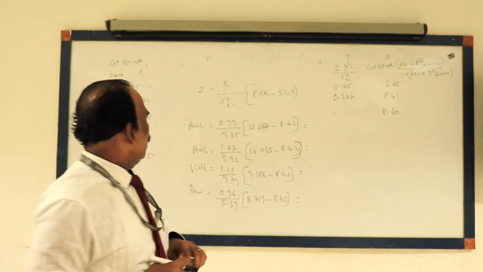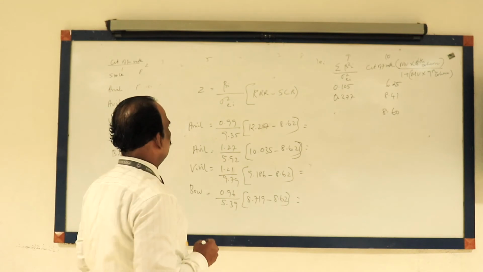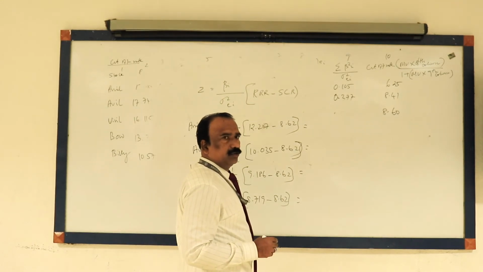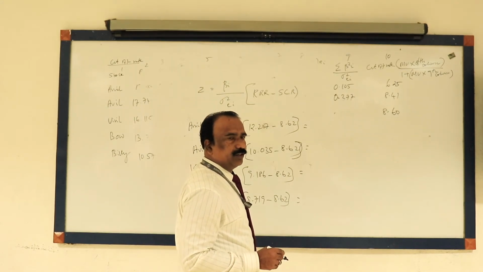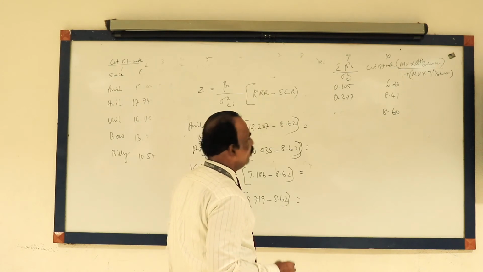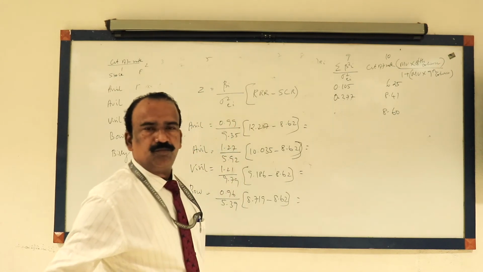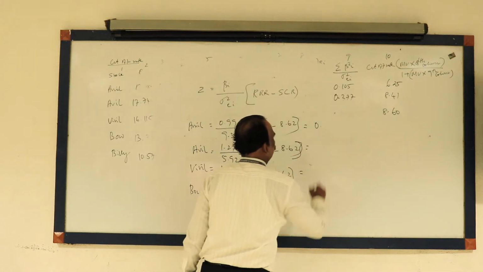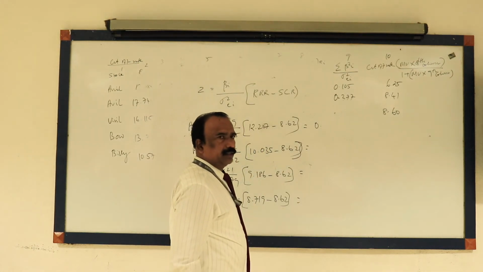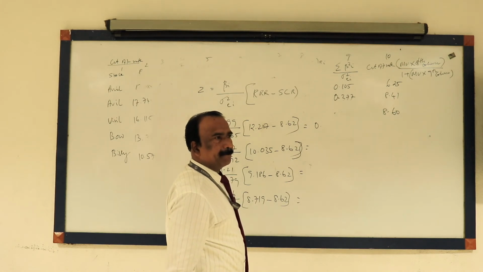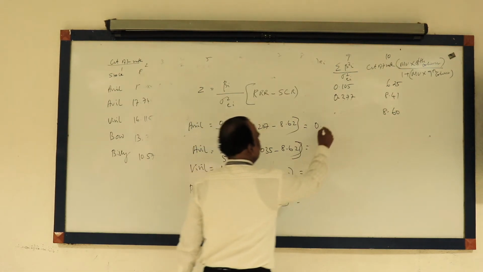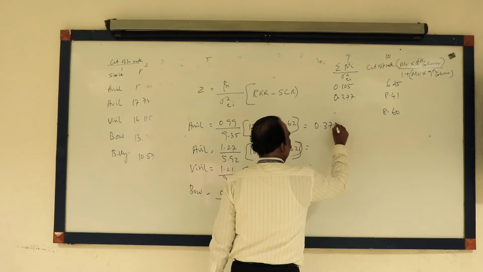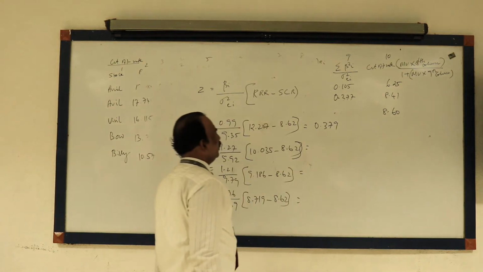So what's the value? How many decimal points, sir? The first one? You can go for 3 decimals. First one, 0.380. 0.378. 0.379. Okay.